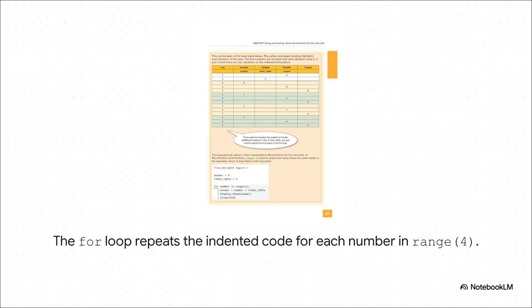So let's break down what this code is actually saying. That "for number in range(4)" bit is just a simple way of telling the computer, hey, I want you to count from 0 up to 4, but don't include 4. And for each of those numbers, 0, 1, 2, and 3, just run all the code that's indented underneath. It's as simple as that.